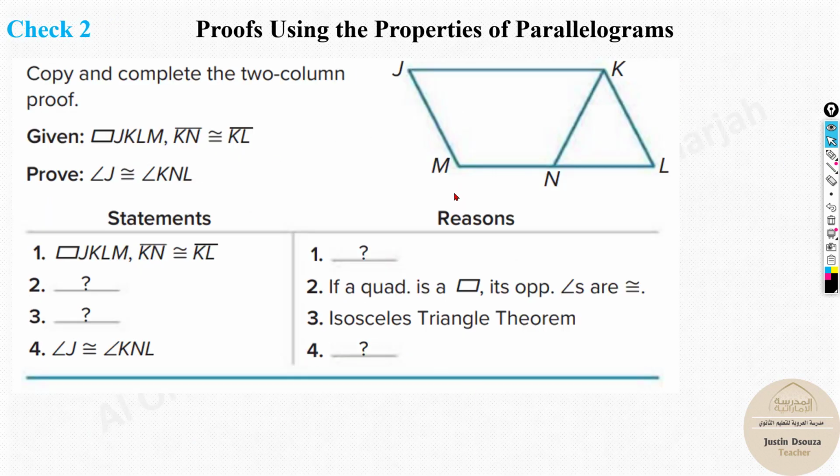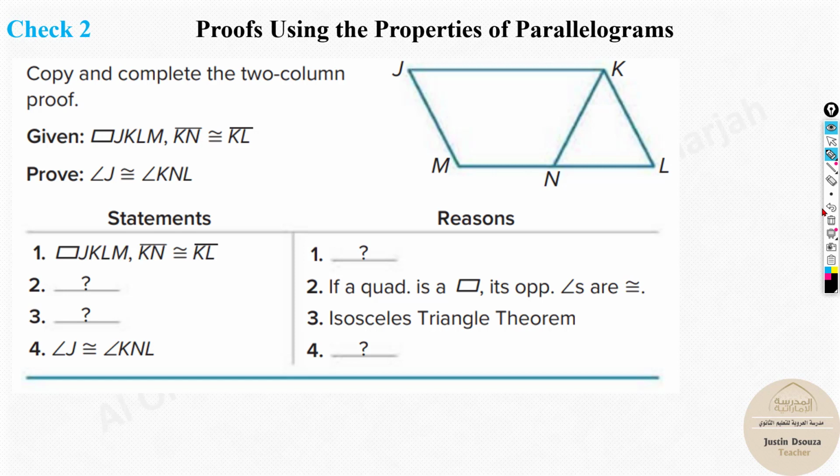Now let's see another one. We need to do the two-column proof. They have told us JKLM is a parallelogram, and they have told us KN and KL are congruent. Now look over here. This is a triangle formed, right? And this is equal to this. What does that mean? That means this is an isosceles triangle.